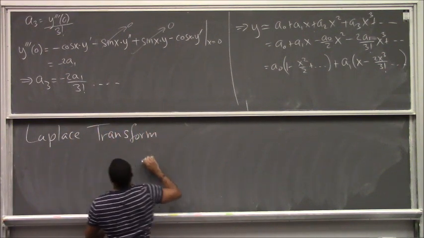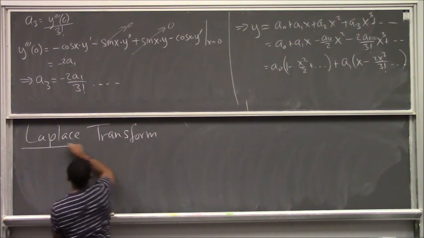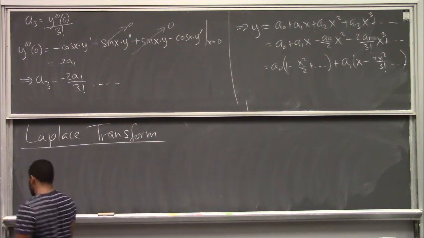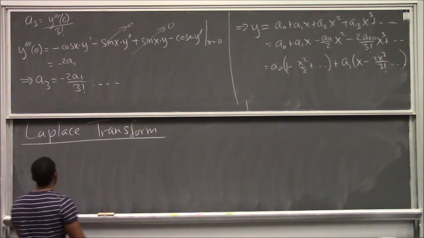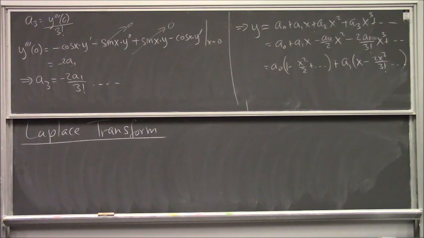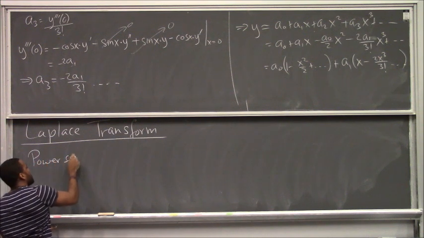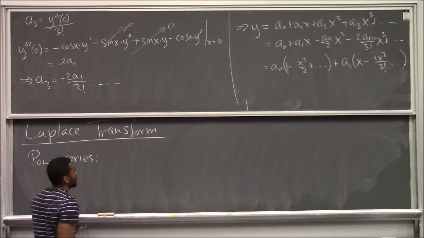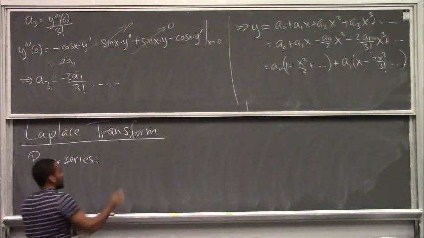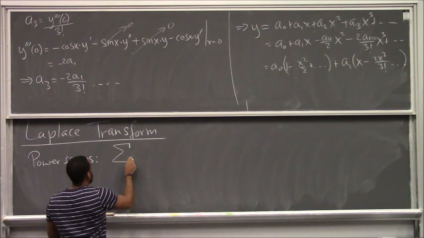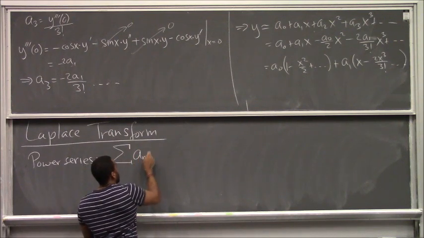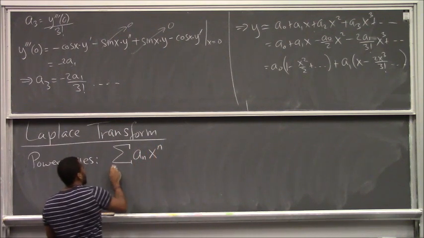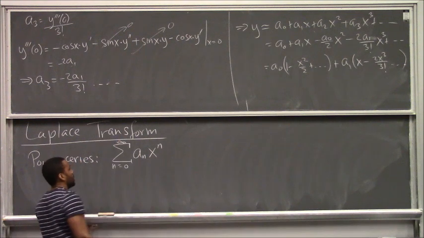The idea of the Laplace transform. In my rush to get out of here, I got myself mixed up. I mixed up who was the K and who was the S, so let's actually start over. So we have a power series. This is a way to express a function as a power series, and it's going to be a_n x^n, where n is 0 to infinity.